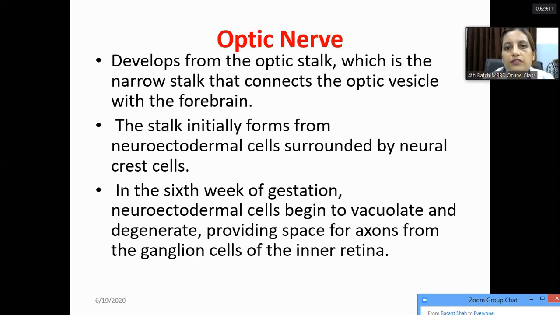The optic nerve is developed from the optic stalks, which are narrow stalks that connect the optic vesicles with the forebrain, and the stalks initially form from neuroectoderm cells surrounded by the neural crest. So we have discussed how the optic vesicle is formed. From that the narrow stalk is still there, which is called the optic stalk, formed from the neuroectoderm cells. So in the 6th week of gestation, the neuroectoderm cells begin to vacuolate and degenerate, providing space for the axons and ganglion cells of the inner retina.